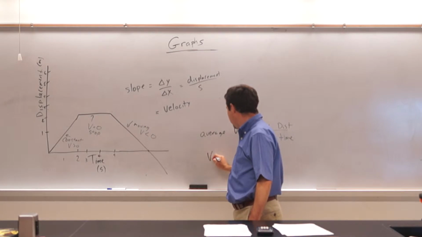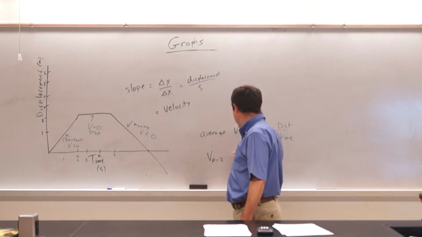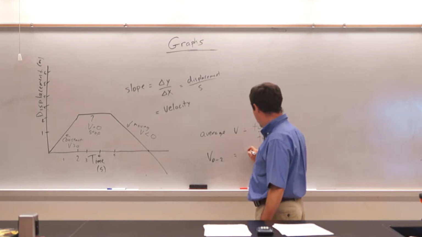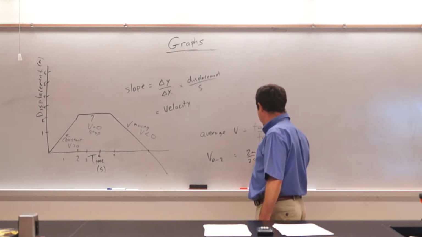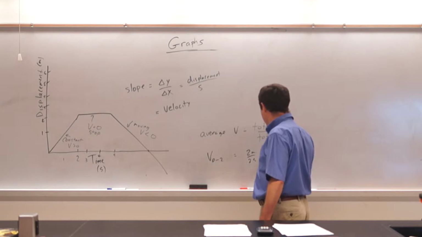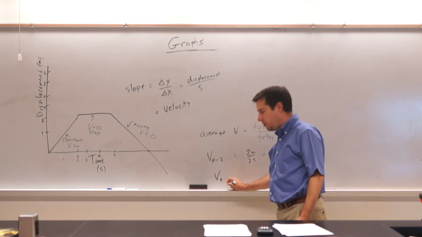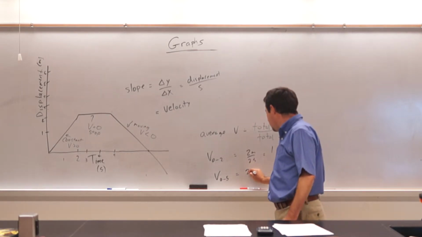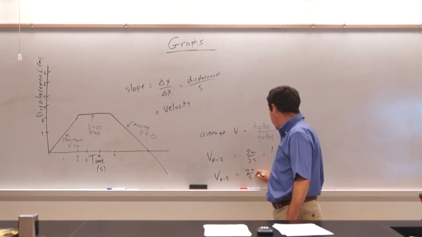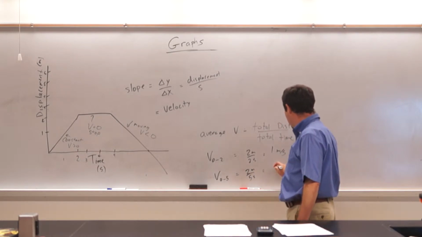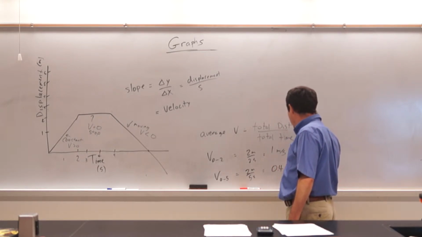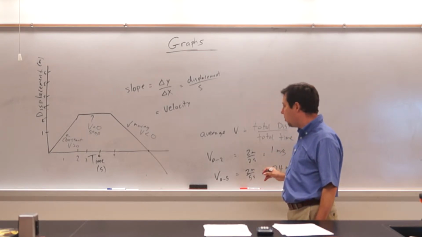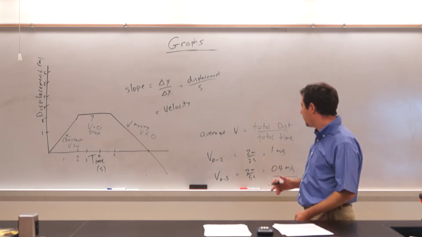So velocity between 0 and 2 seconds, your average velocity is going to be about 2 meters divided by 2 seconds, about 1 meter per second. But your average velocity between 0 and 5 seconds is going to be, you've still gone 2 meters, but it's taking you 5 seconds to do so. So that's going to be 0.4 meters per second. So a much lower average velocity, even though you've gone the same distance.